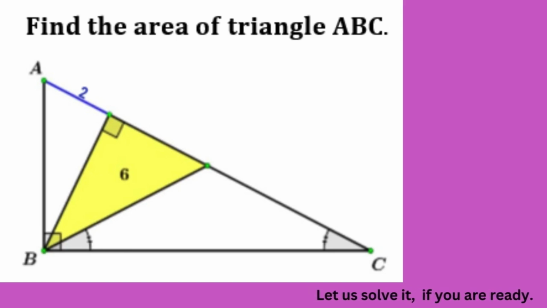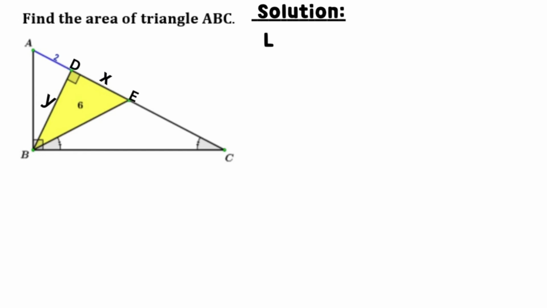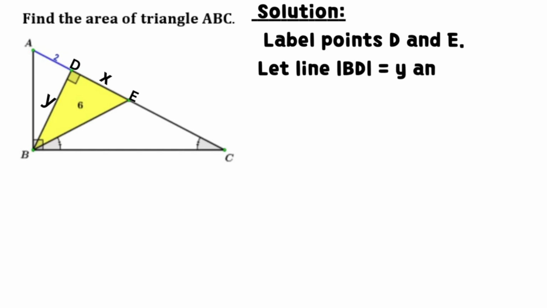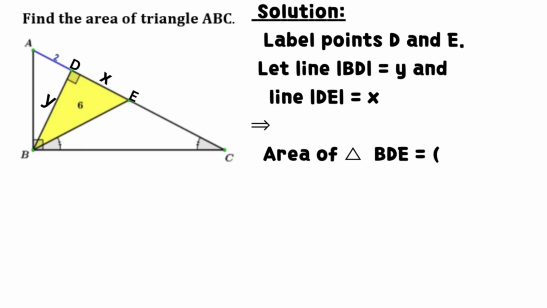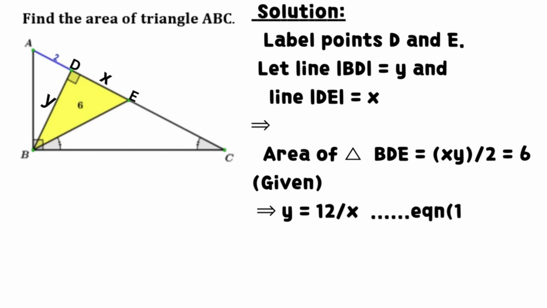Required to find the area of triangle ABC. Label points D and E. Let line BD equals y and line DE equals x. This implies that area of triangle BDE equals the product of x and y divided by 2, which equals 6. It signifies that y equals 12 divided by x. We call it equation 1.